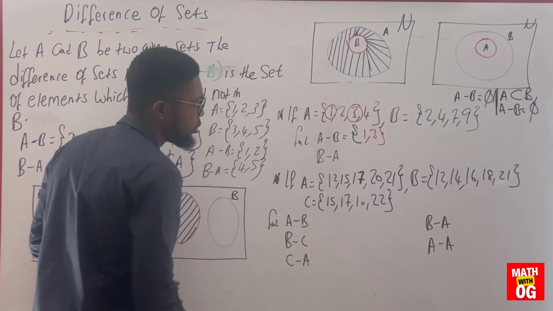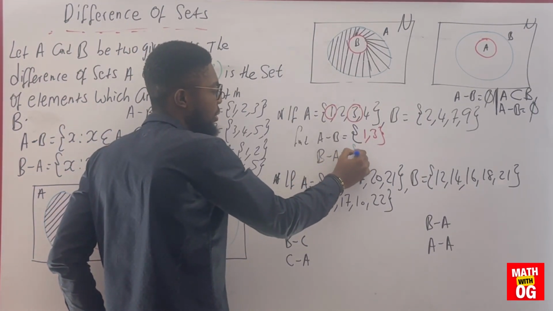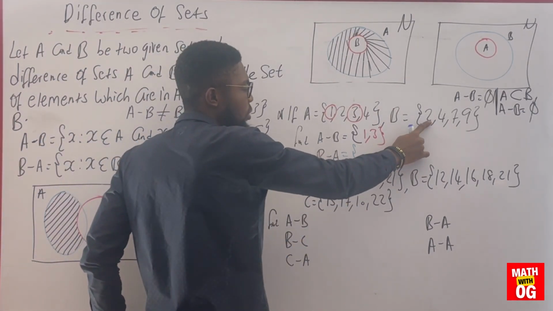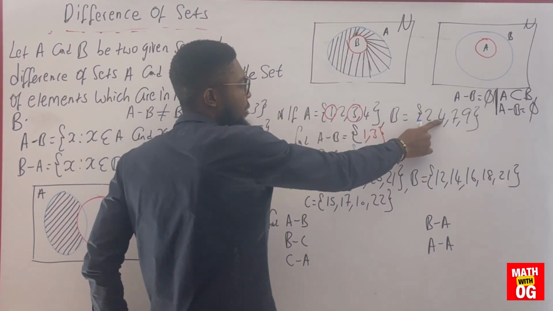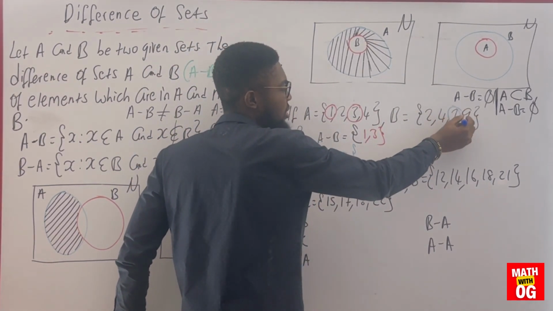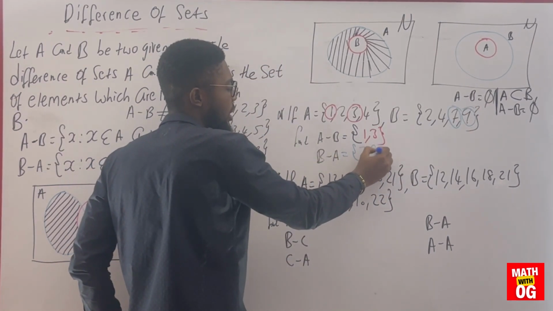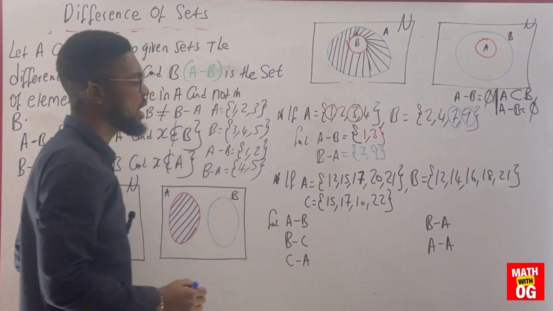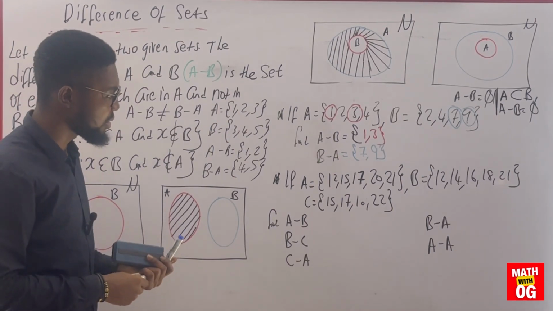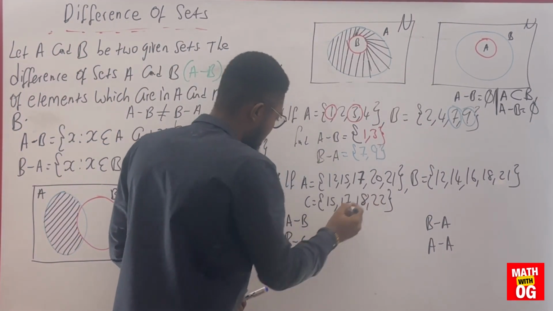Now let me use my blue for the next one. B difference A is simply all the elements we have in B that are not in A. We have 2 in B, it is in A. I have 4 in B, also in A, so I won't circle that. I have 7 in B, not in A. I have 9 in B, not in A. So my answer is {7, 9}. So you see, that is how we find the difference of sets. It is that easy. Now, similarly, let's use the same approach to answer the next questions.